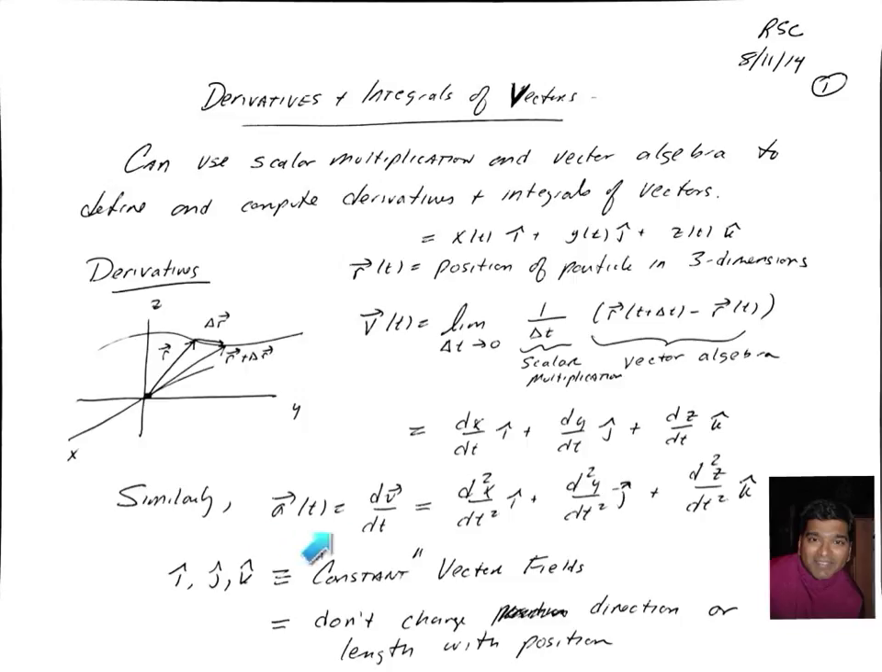Similarly, if we take a second derivative, we can define the acceleration, the time rate of change of velocity, and that involves the second derivatives, d squared x by dt squared, d squared y by dt squared, and d squared z by dt squared. It's been crucial in this derivation that these basis vectors, i, j, and k, are constant vector fields that don't change direction or magnitude with position. And we'll see an example of how that can change in a different coordinate system on the next slide.